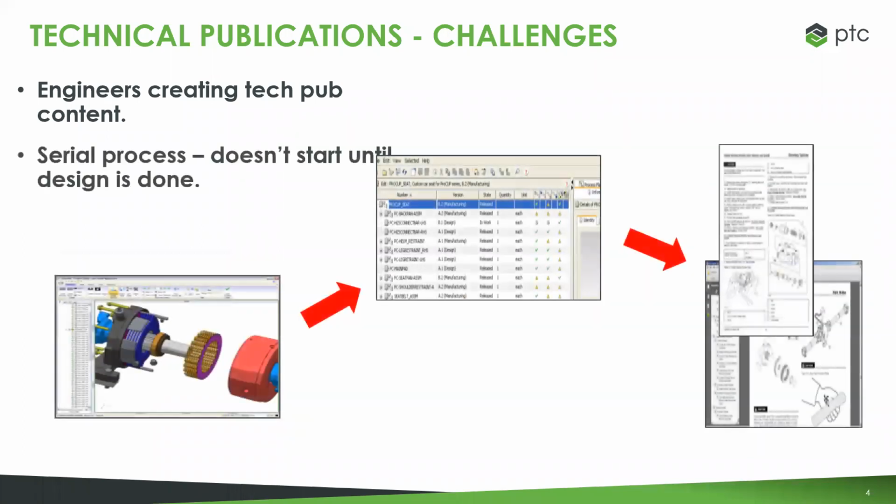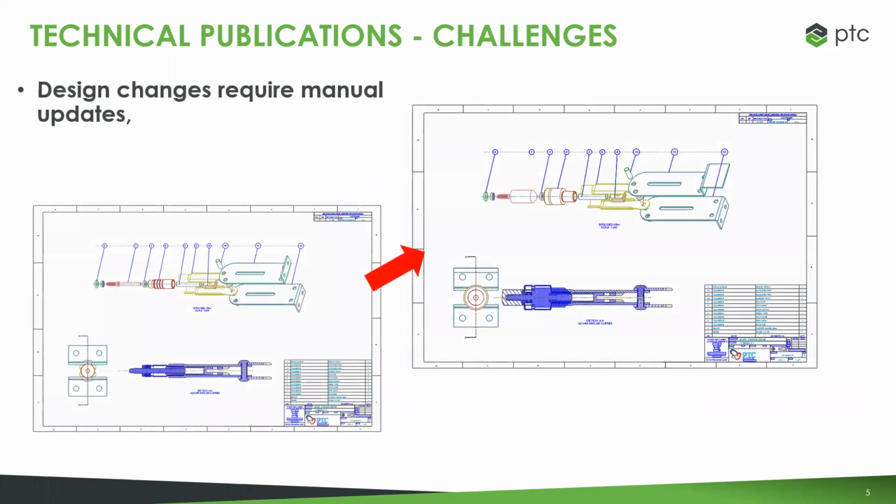And plus it tends to be sort of a serial process where you can't even start the illustration process until the design process is complete. So all that time that could be spent working on illustrations and documentation, you end up just waiting around for a product or an assembly or whatever it might be to be fully complete. And one of the biggest reasons for that serial process is because if you have any design changes, right, then you have to go through typically and make manual updates.